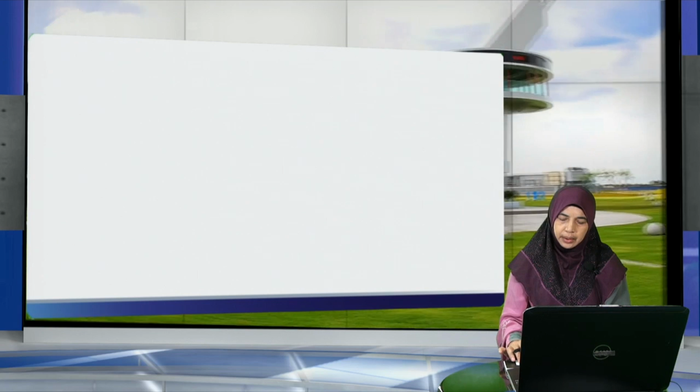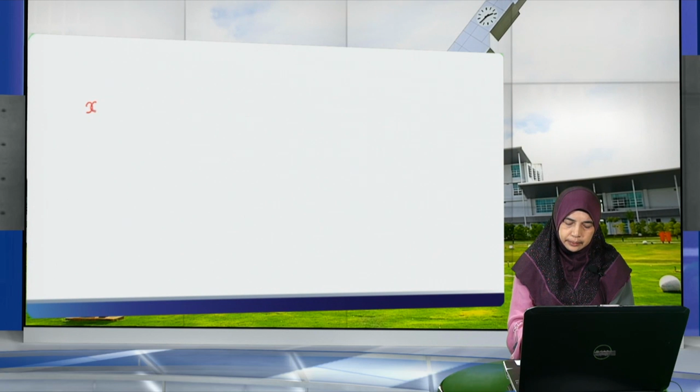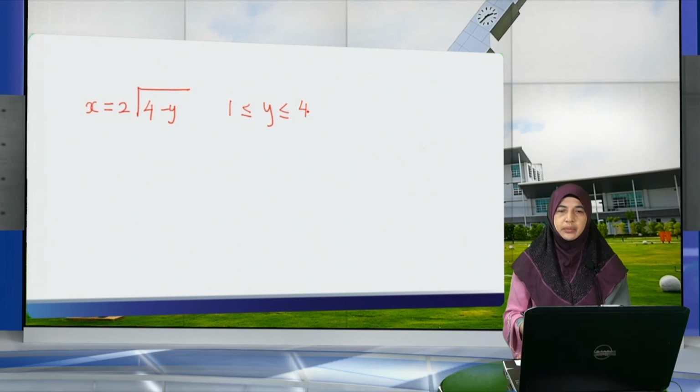Okay, but now we need to write the function in terms of y. So x will be the subject. So we write x equivalent to square root of 4 minus y, where y is in between 1 and 4. First of all, we will try to find dx/dy.